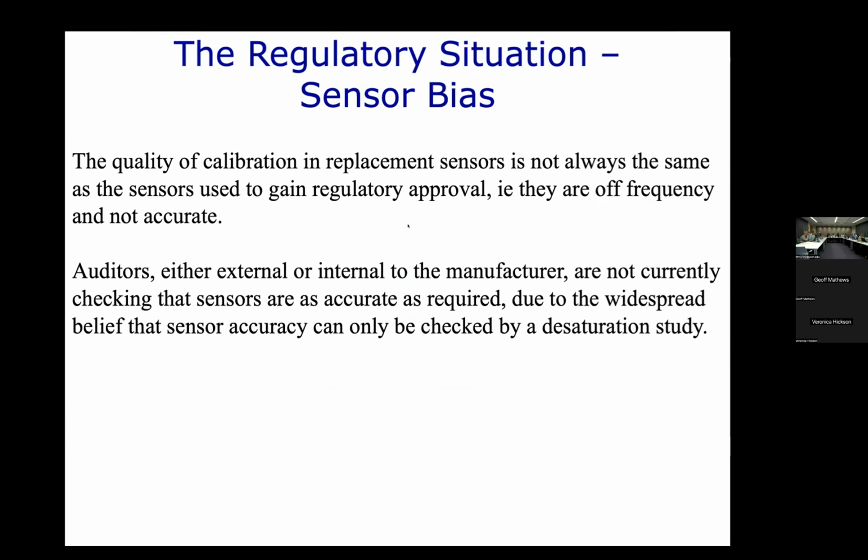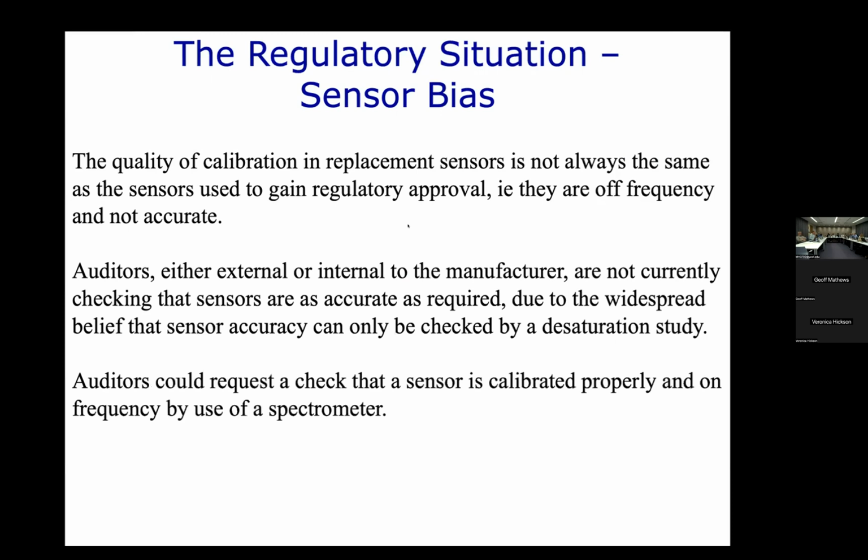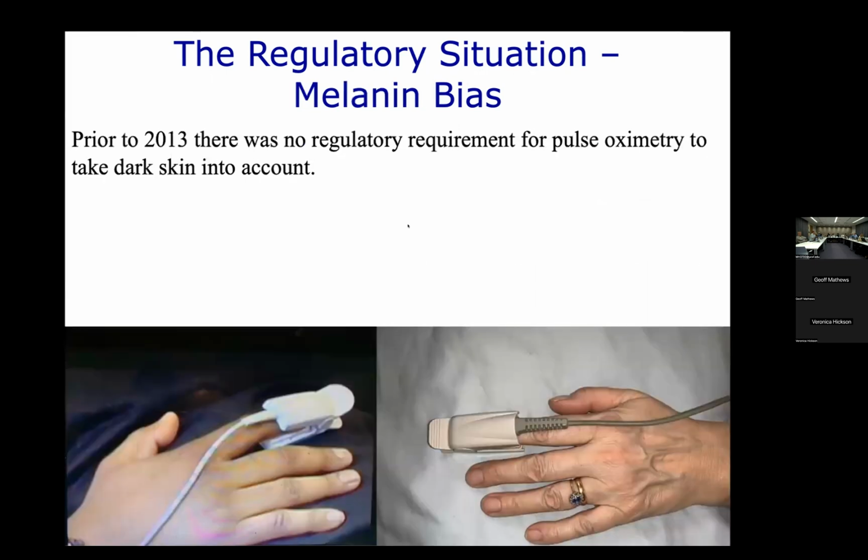Auditors, either external or internal to the manufacturer, are not currently checking that the sensor is accurate as required, due to the widespread belief that sensor accuracy can only be checked by a desaturation study. Auditors could request that a sensor is calibrated properly on frequency by use of a spectrometer.